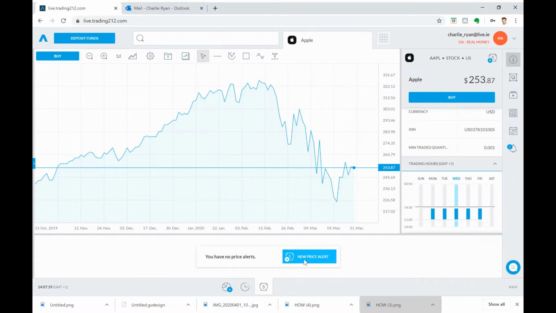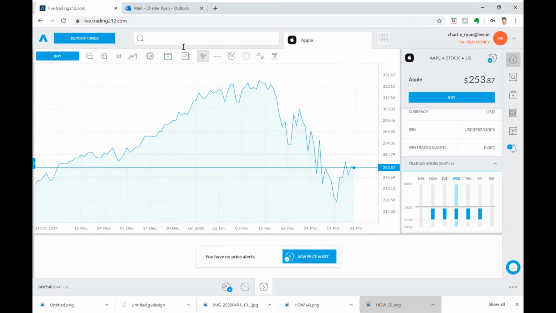As well, then, if you want to set a price alert for any stock, you can click on this new price alert. You can enter the stock, and if there's a certain price that you have in your mind for a different stock, you can set in that price alert. And once that stock drops to that level or it rises to that level, you'll get notified by an email from Trading 212 that the stock has hit that level.